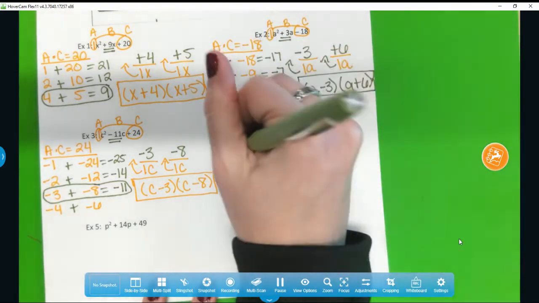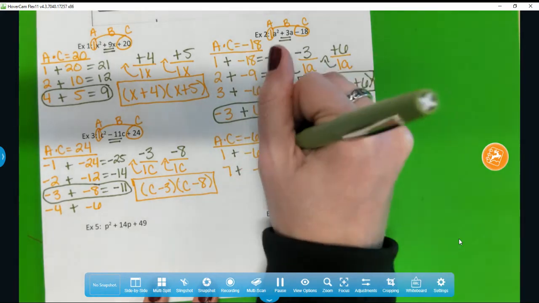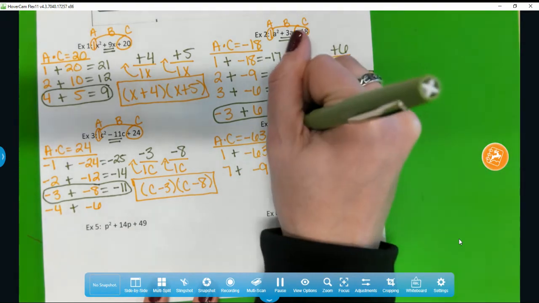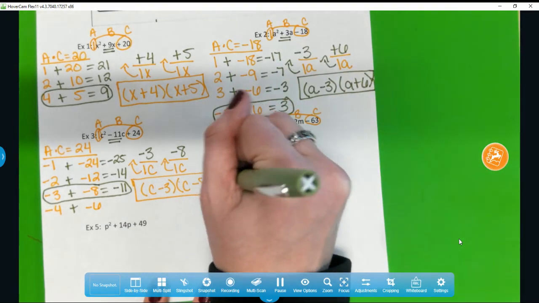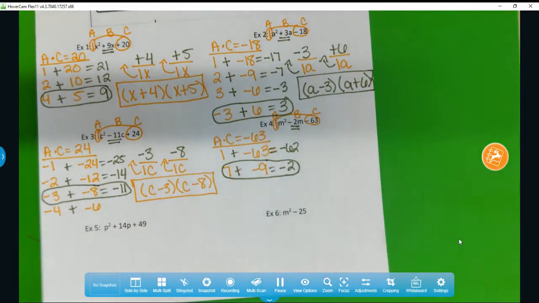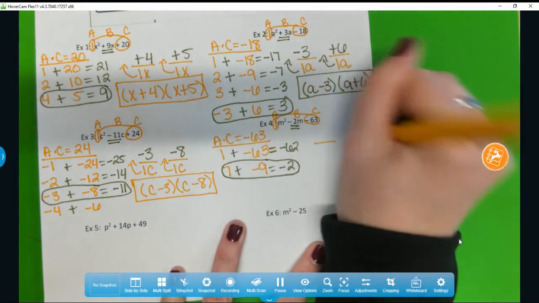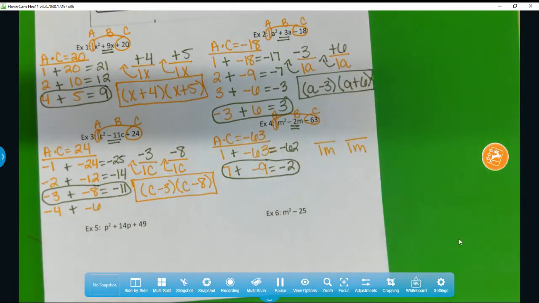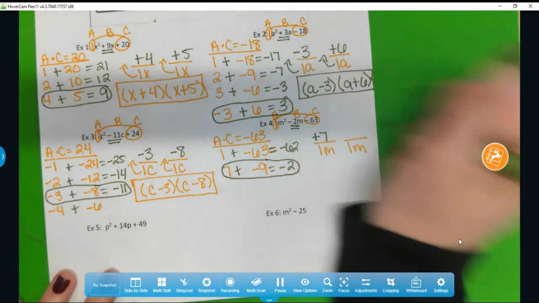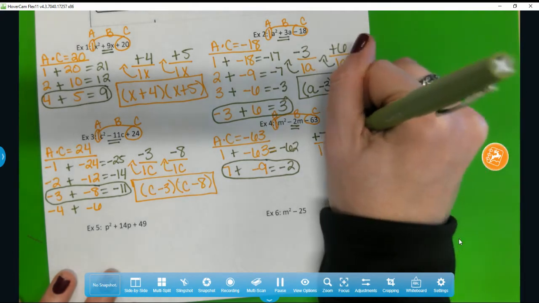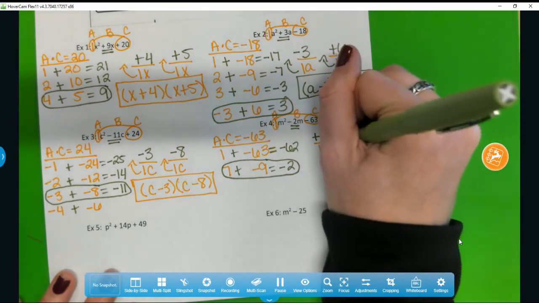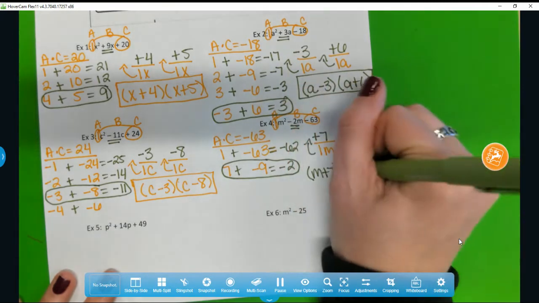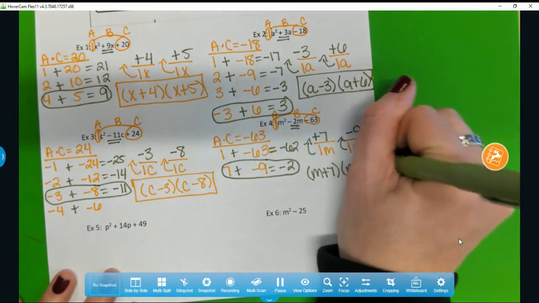Oops. So now I'm going to add. So this will be negative 62. This will be negative 2, which is what I wanted. So at the bottom, we have our 1m. At the top, I have a plus 7 and a minus 9. Swing the bottom up. So we have m plus 7, m minus 9.